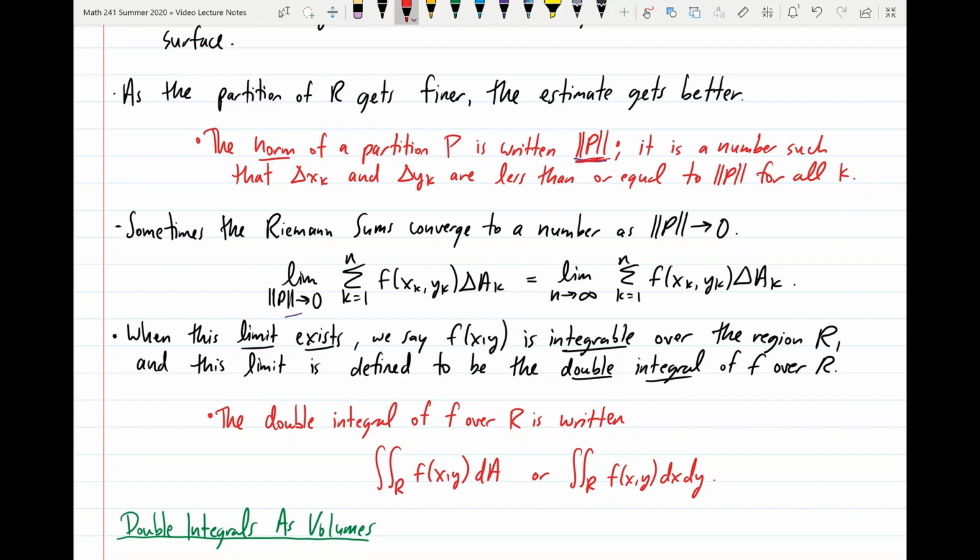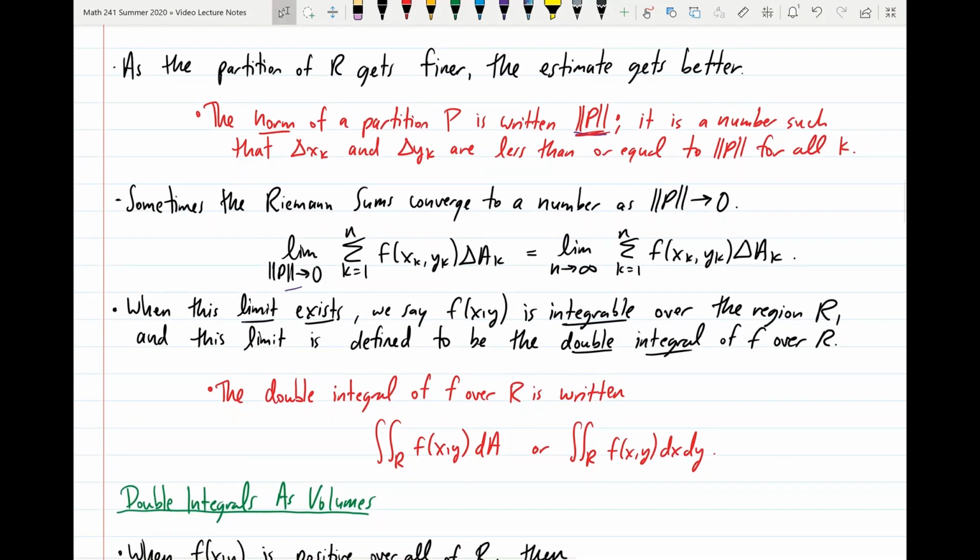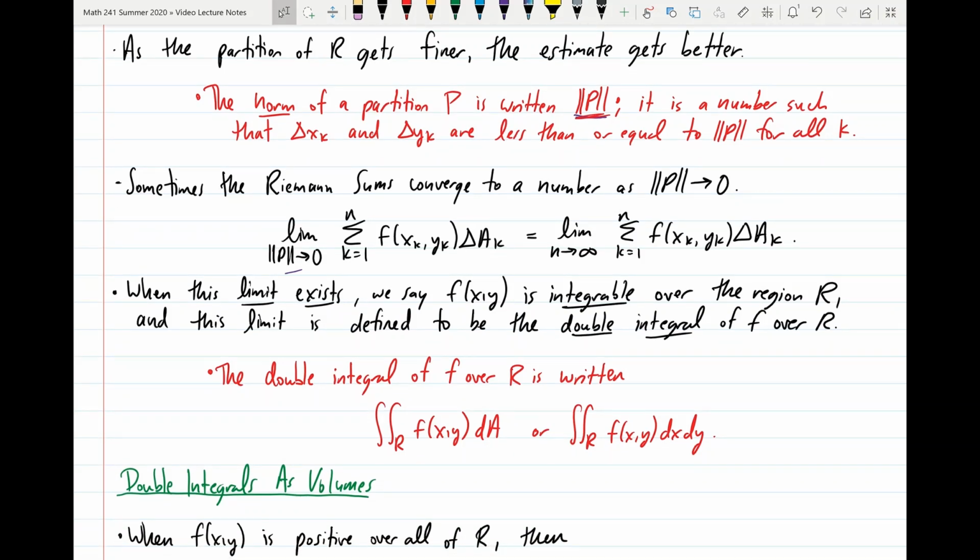So for all of the rectangles, the height and width of those rectangles is going to be smaller than the norm. So let's say that the norm is equal to 1 for our partition. Then it means that if I take any rectangle out of the partition, then the width of that rectangle will be less than or equal to 1, and the height of that rectangle will be less than or equal to 1.